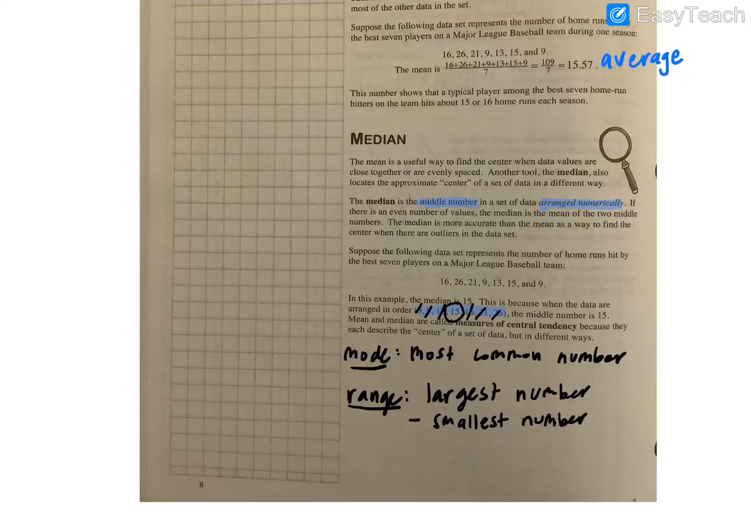Okay, so if I'm looking at this example up here, the biggest number was 26 and the smallest number was 9. So my range would be 26 minus 9, which would be 17. So just the distance between the biggest number and the smallest number.